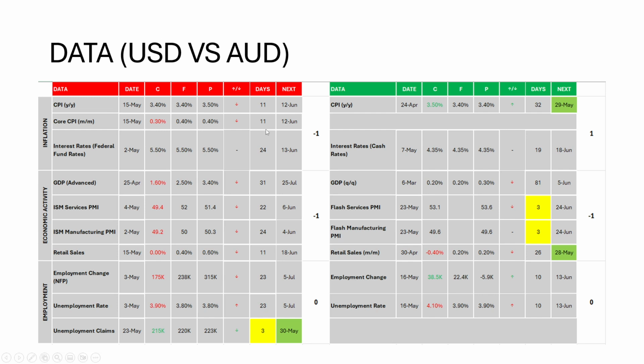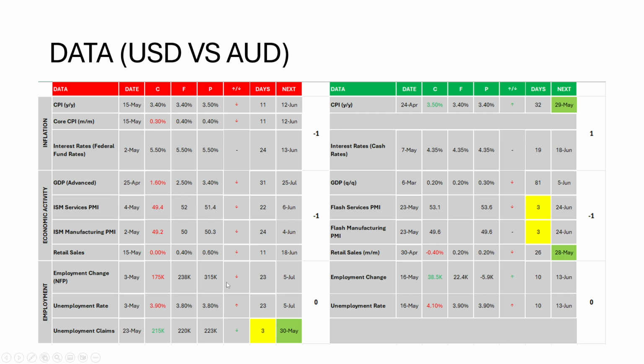In terms of Forex Factory and change in data, there were flash PMIs, which I've only got ISM as the variable that I'm tracking. Just keep in mind we're going to go through what's changed in Forex Factory. I've given inflation, economic, and employment data a score. With the dollar, the only change this week was unemployment claims were lower than expected, which is bullish for employment.